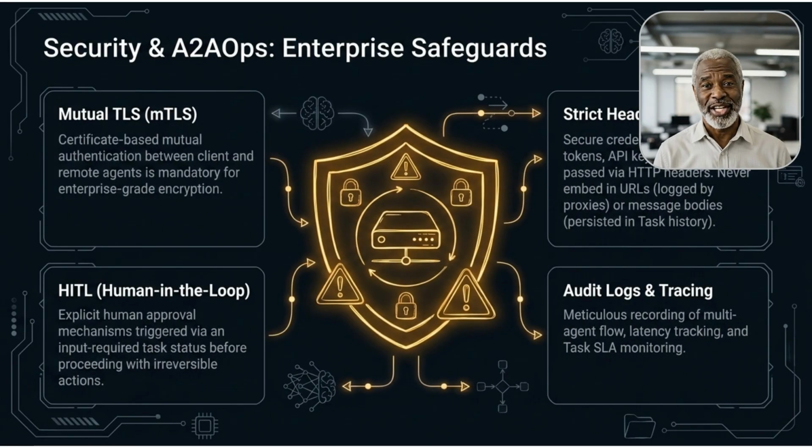Enterprise safeguards for security and A2A ops include mutual TLS for certificate-based mutual authentication. Strict header rules ensure secure credentials are passed via HTTP headers. Human-in-the-loop mechanisms trigger explicit human approval before irreversible actions. Finally, audit logs and tracing provide meticulous recording of agent flow and latency.